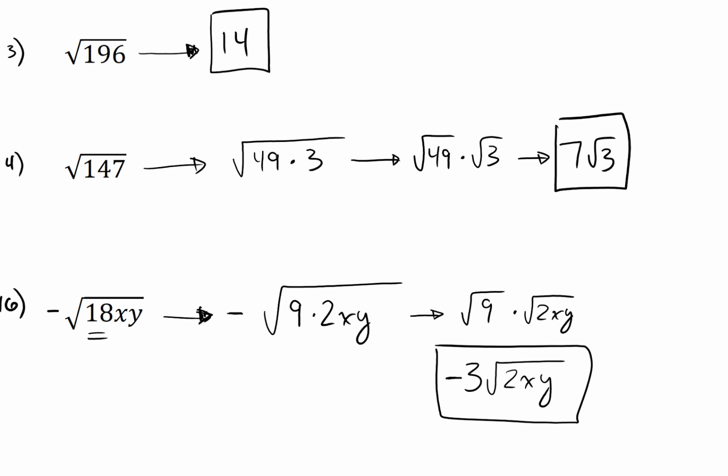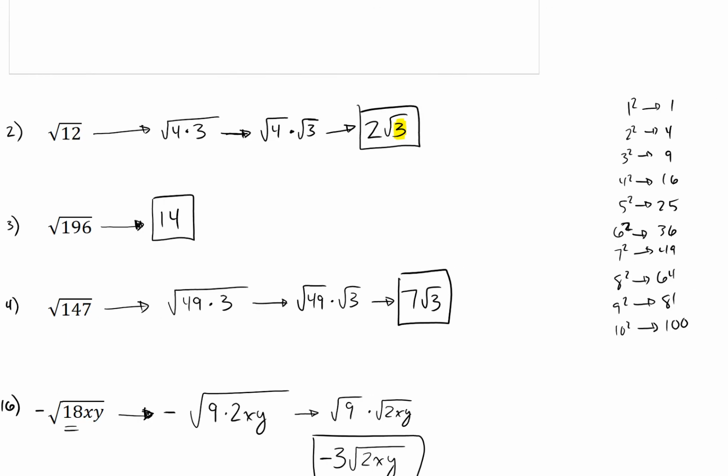There's no perfect squares left behind inside of the radical. All the perfect squares came out. So I realize this is probably a bit much, so do as much as you can. I would say focus on the first page and try to get at least half of the second page finished.